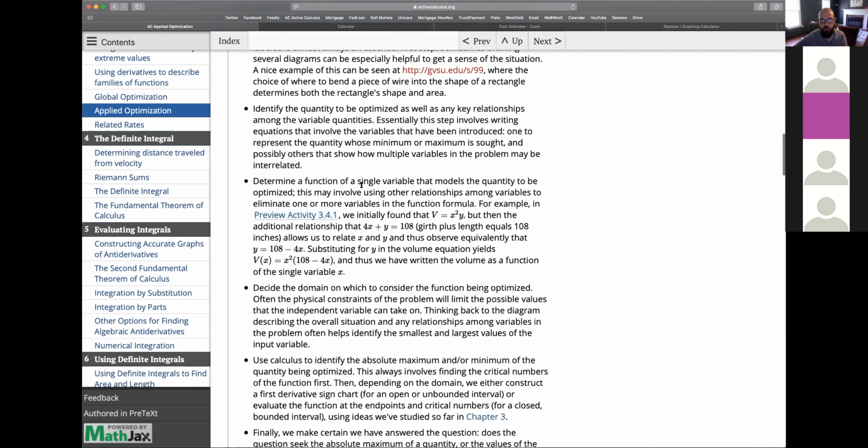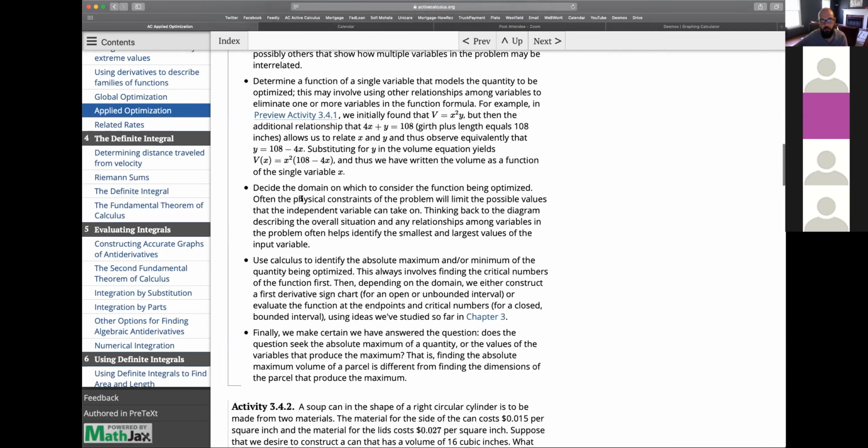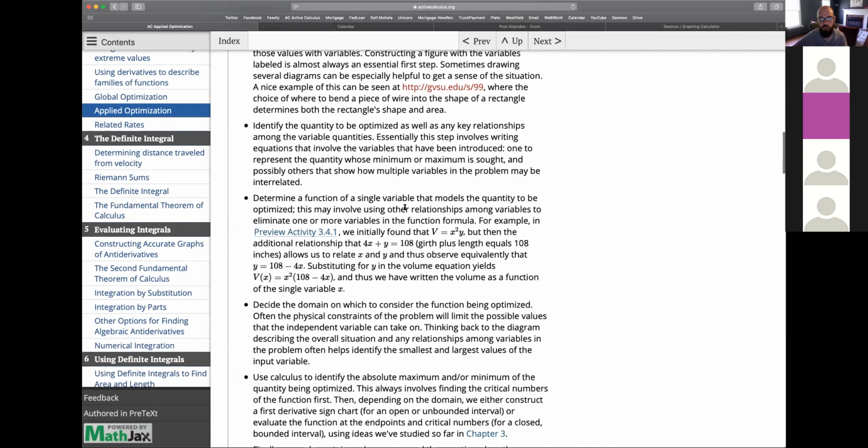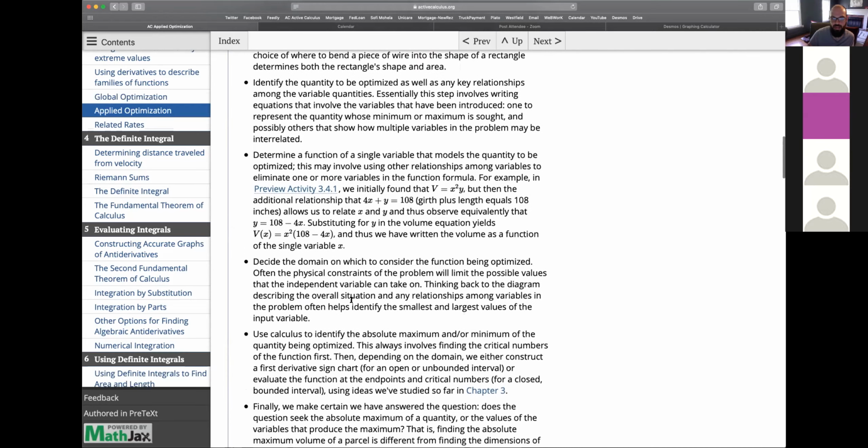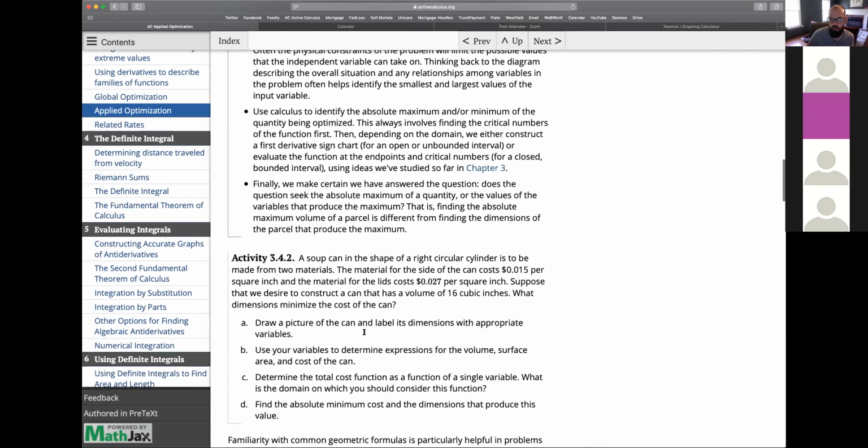So we're going to see here, right? Sometimes we're going to have multiple variables, and so we want to use some constraints to reduce that to a single variable. We consider domains, and then we found our max and mins. So this process right here, when you're doing these optimization problems, is a helpful guide to what we're going to do here.